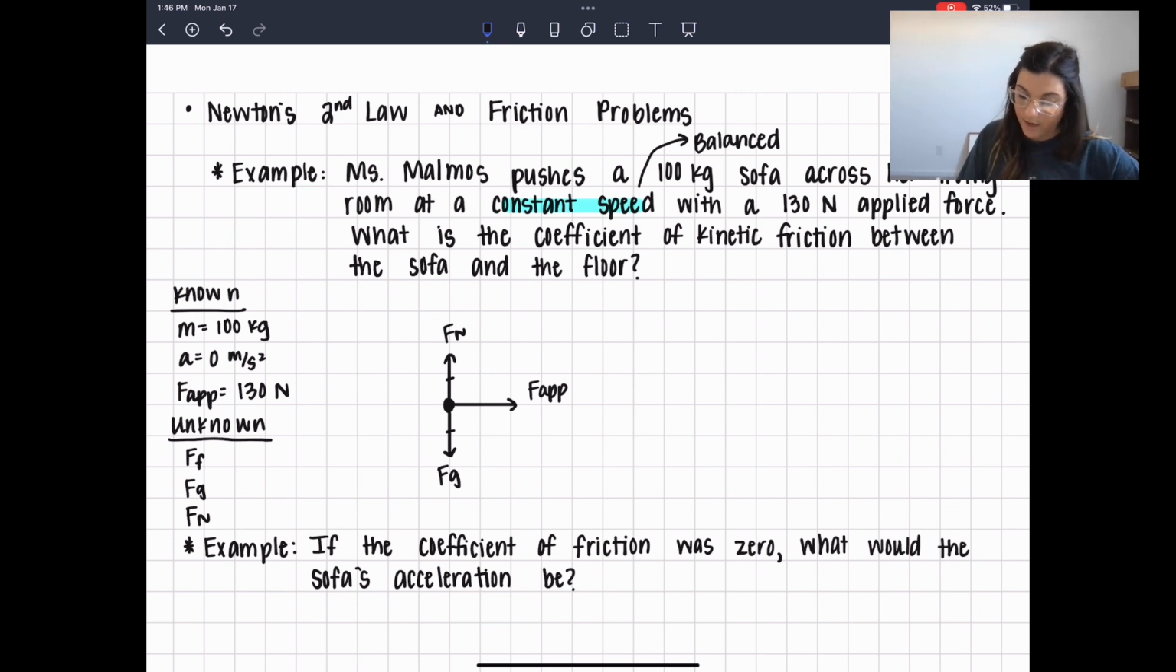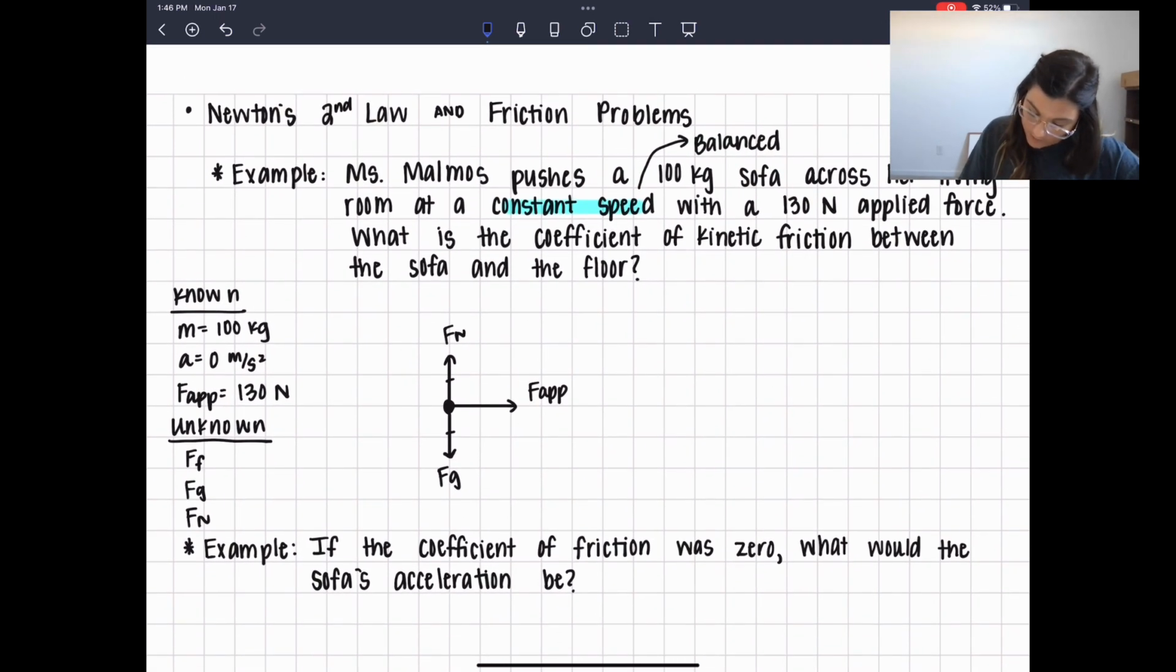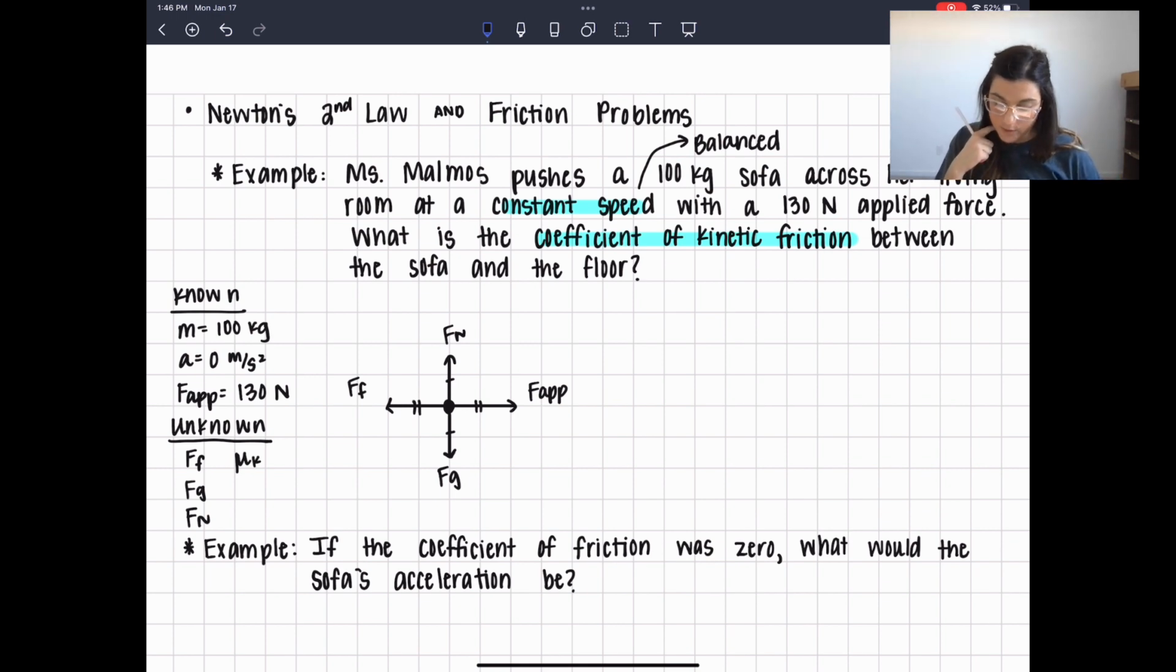And since it's balanced, that means friction is going to equal out the applied force. So those two will be equal. So I'm trying to find the coefficient of friction between the sofa and the floor. I guess that's an unknown. So mu k is something I don't know.